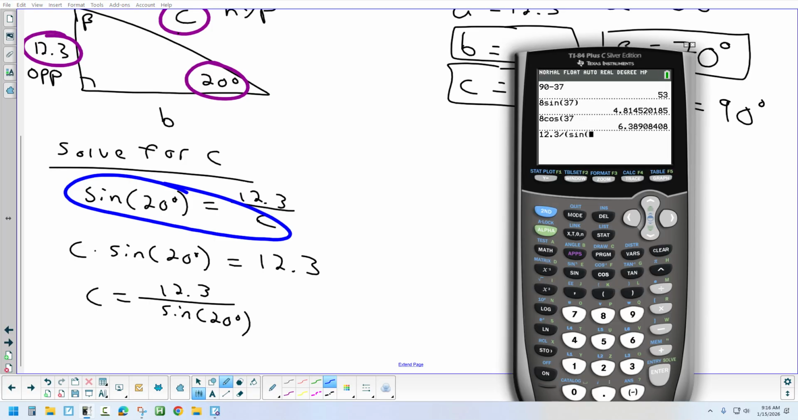12.3 divided by sine 20. I had an extra parenthesis that I didn't need around sine 20. It's okay. It's 35.963. And do I need any kind of label on that, like degrees or radians? What did I just find? Yeah. I found a length. I didn't find an angle. We already found the angle earlier. That's 35.963 units long.